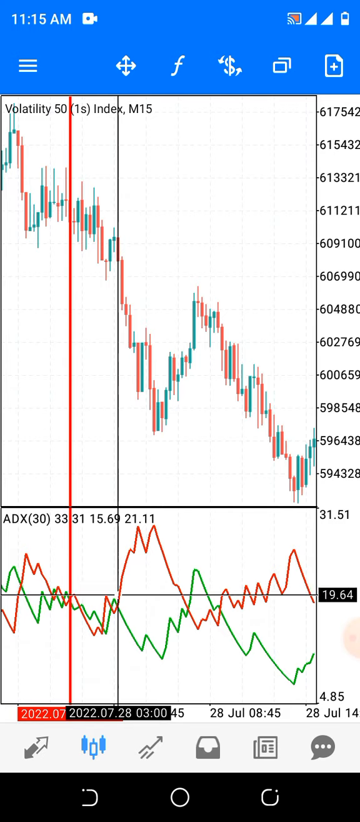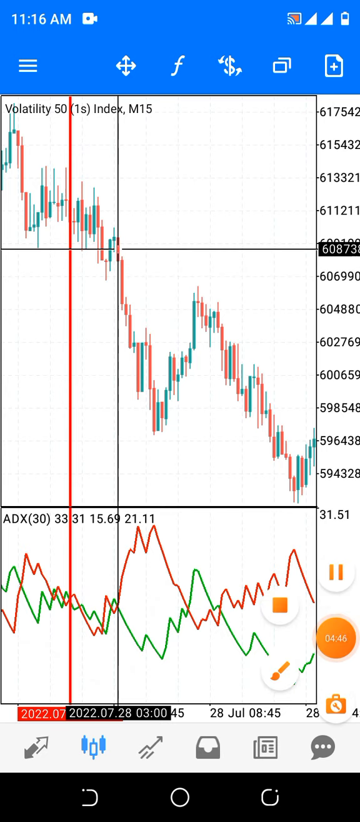Now, once you see this crossing, don't enter until you see the sell signal, the crossing. Look at it, trace it up in the 15 minutes time frame. This is where you need to enter. In the 15 minutes time frame, this is where you need to enter here.